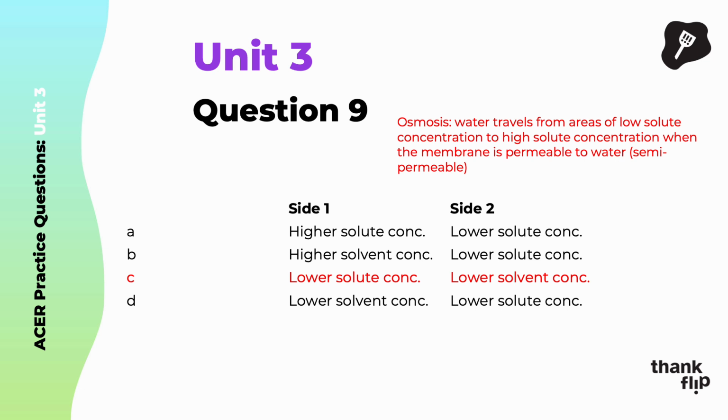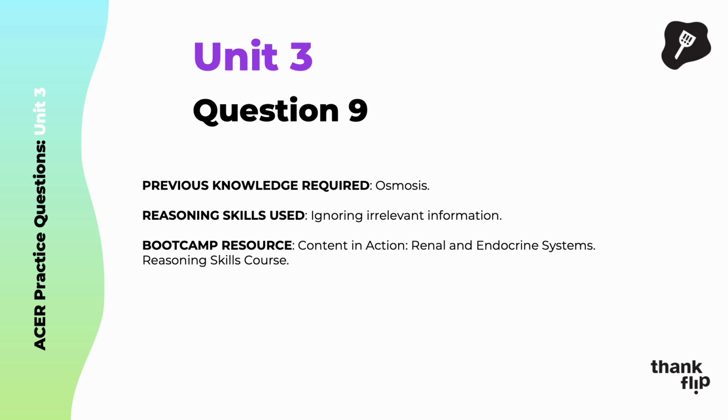You can pause this to read through the definition of osmosis here as well. Now, this question required some previous knowledge on osmosis, and it also required you to ignore irrelevant information. So there was a lot in that first glance when you're looking at the stimulus. And then you get to the first question for this unit, and you realize that you actually don't need all of this information to solve question 9.